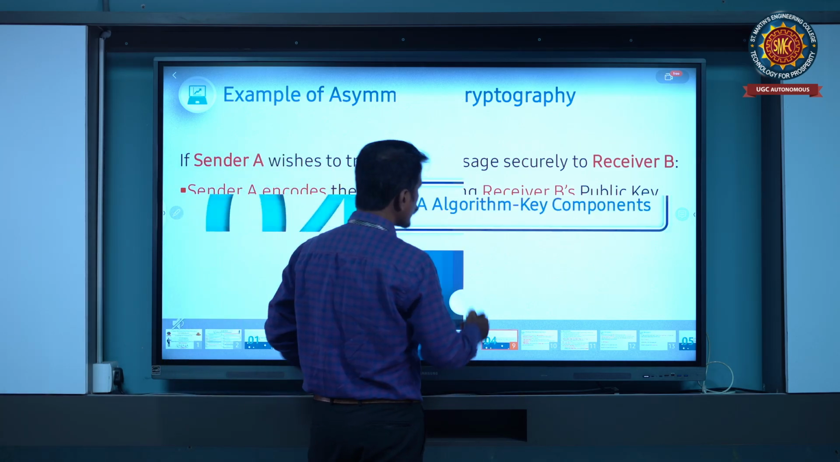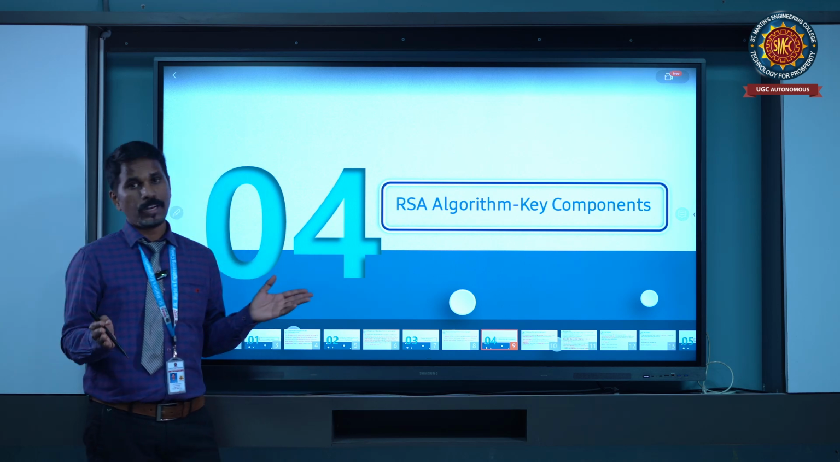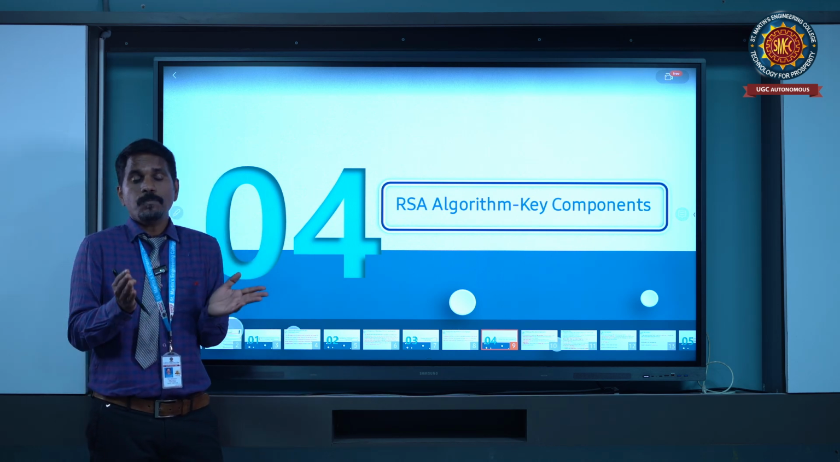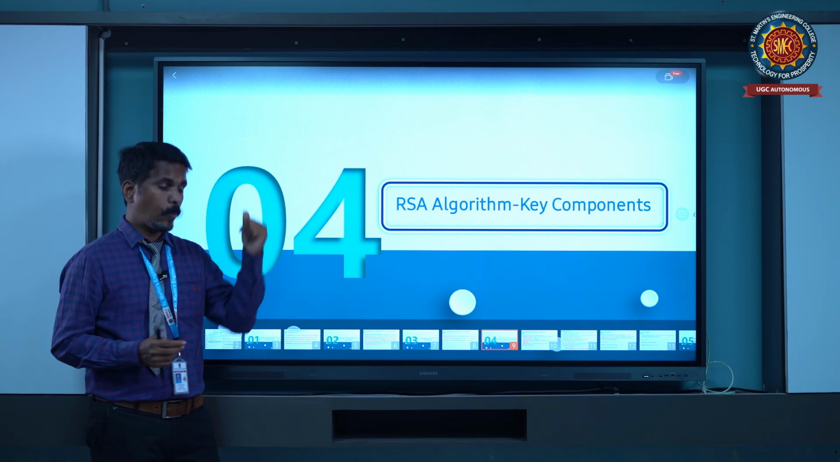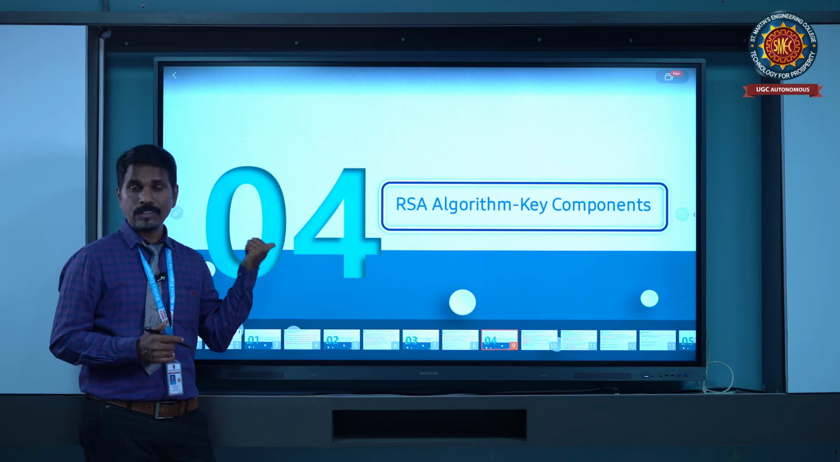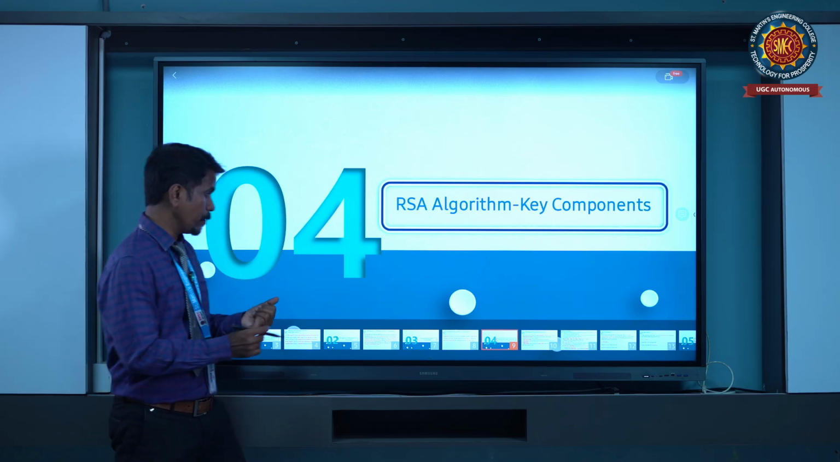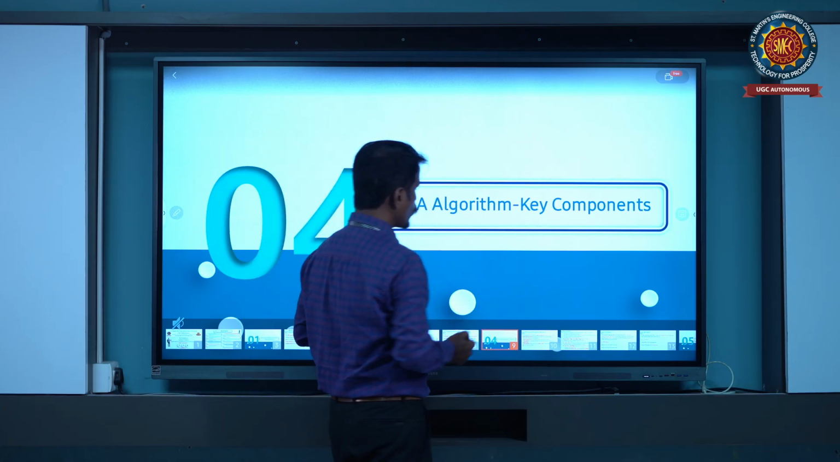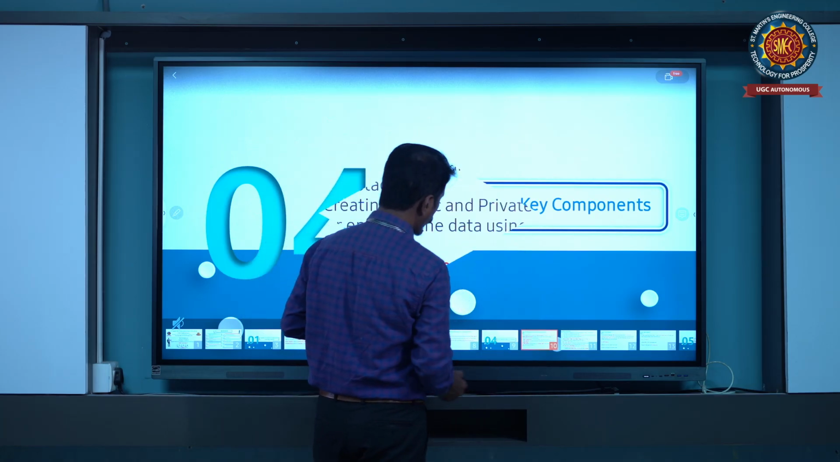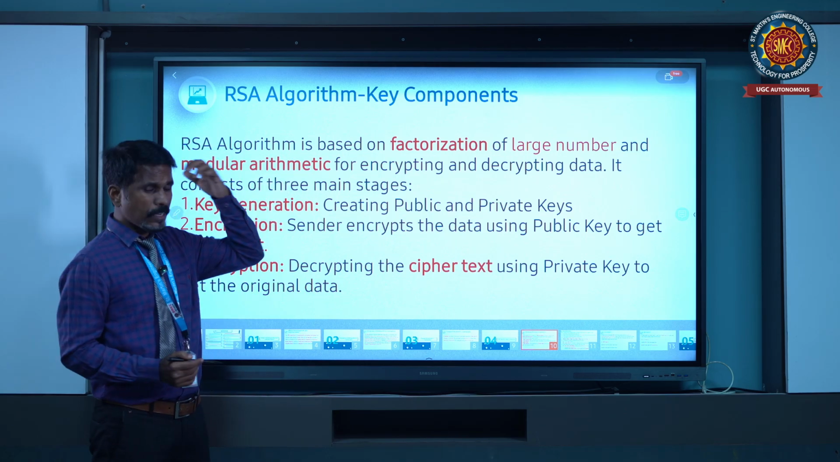Next, RSA algorithm key components. What are the key components? It encompasses three key components: one is key generation, another is encryption, and decryption. I have to show those key components here.